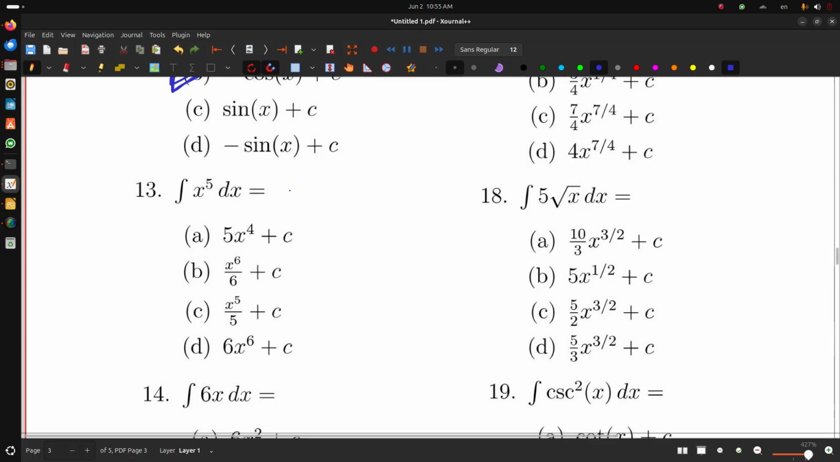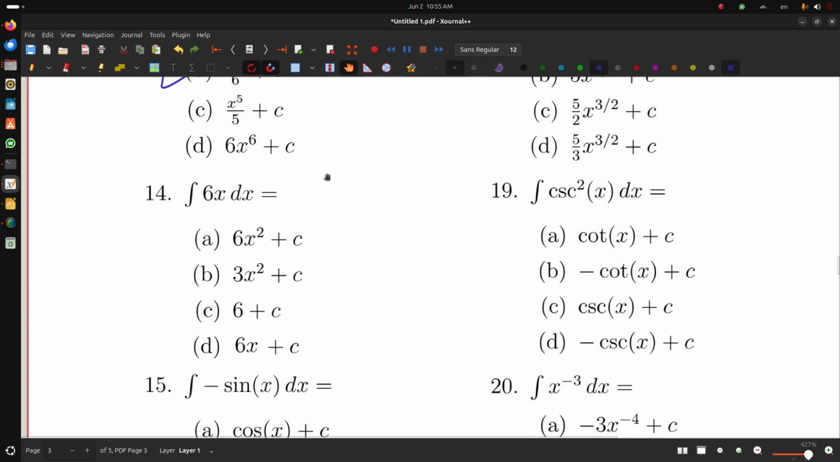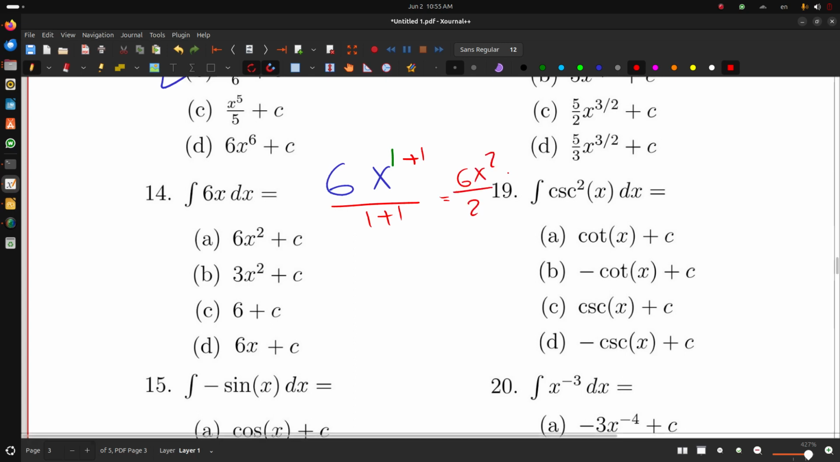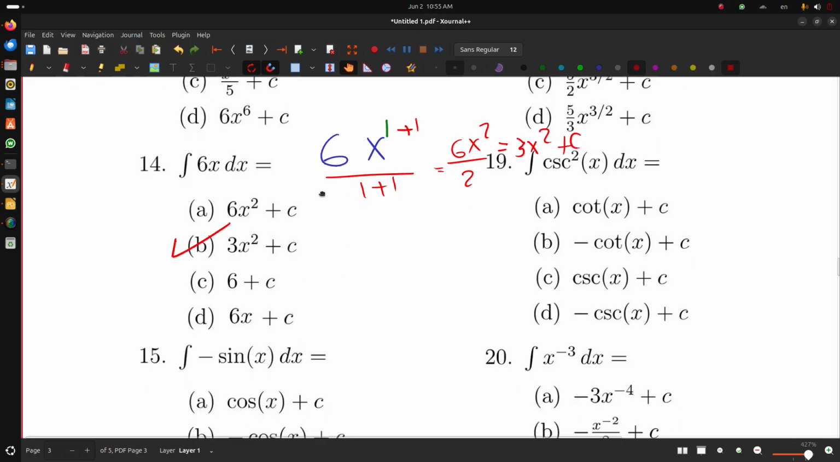Next, this is x power 5. Okay, to get its integration, you have to add 1 and then divide by the new power, so it will be x power 6 over 6 plus c, of course, so it will be the second option. Okay, what is the integration of 6x? So the power here is 1. All you need to do is add 1 to the power and divide by the new power, which is 1 plus 1. So it will be 6x power 2 divided by 2, which is equal to 3x power 2, and don't forget plus c. Second option.